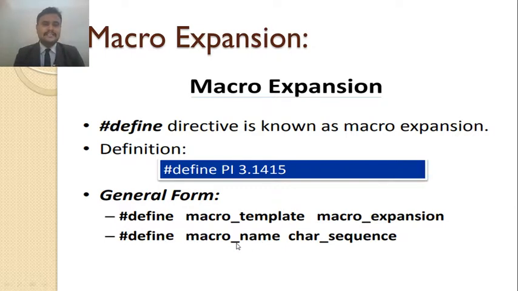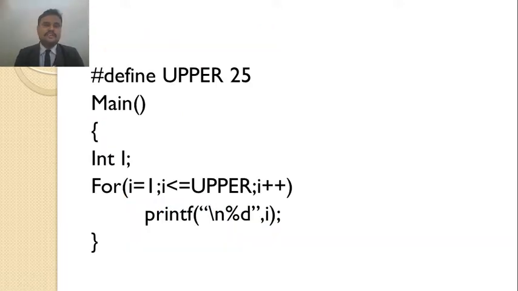The macro template is nothing but the macro name, and here are the different character sequences. In this example, #define is the preprocessor directive for macro expansion, then PI is the macro template, and the last one is 3.1415, that is the macro expansion. Let's see what feature it gives us. We'll take one more example over here: #define UPPER 25. So UPPER is the macro template, and 25 is the macro expansion.